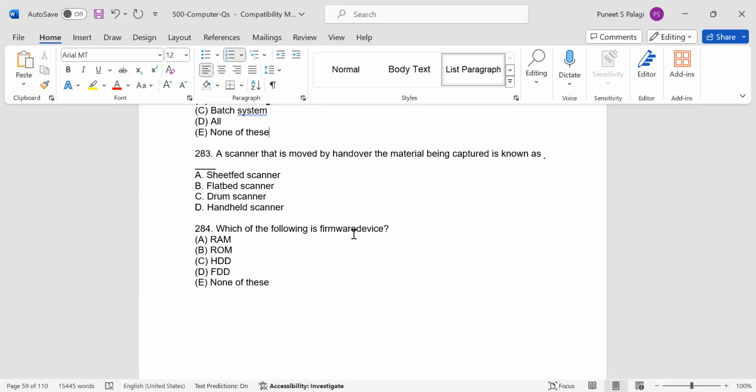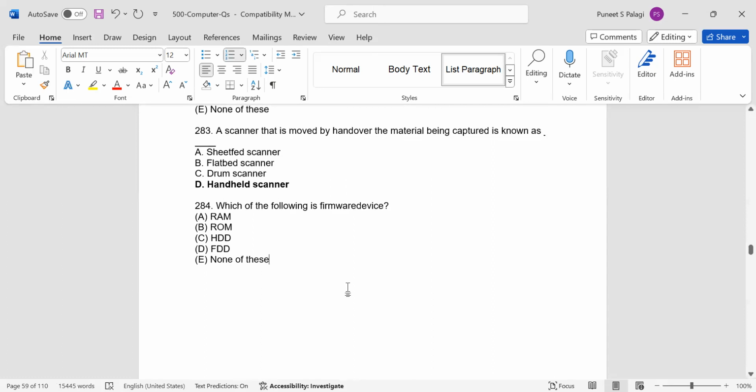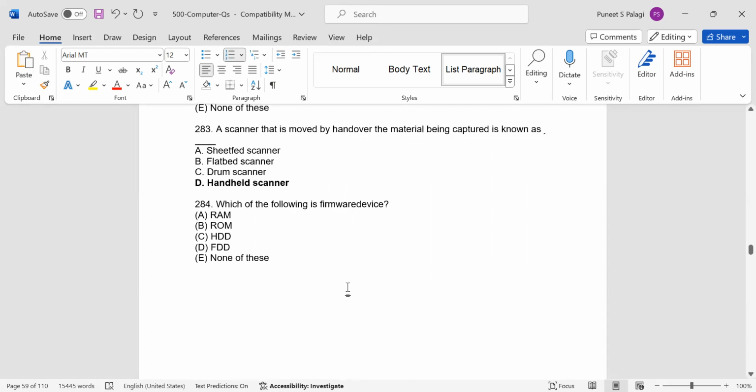A scanner that is moved by hand over the material being captured is known as a handheld scanner. Which of the following is a firmware device? Is it RAM, ROM, HDD, FDD? It is ROM.